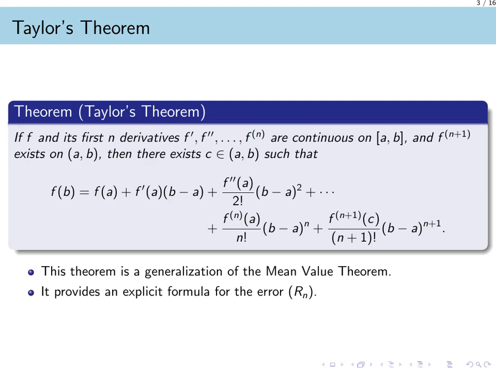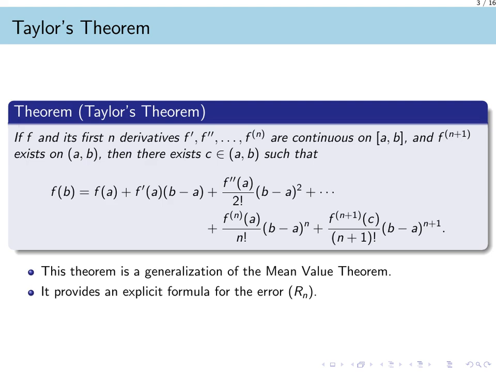Notice its structure. It looks just like the next term we would add to get the n+1st degree polynomial, but with a key difference. The derivative is evaluated not at our center point, a, but at some other number, c, that lies between a and b. The theorem guarantees such a c exists, even if we do not know its exact value.